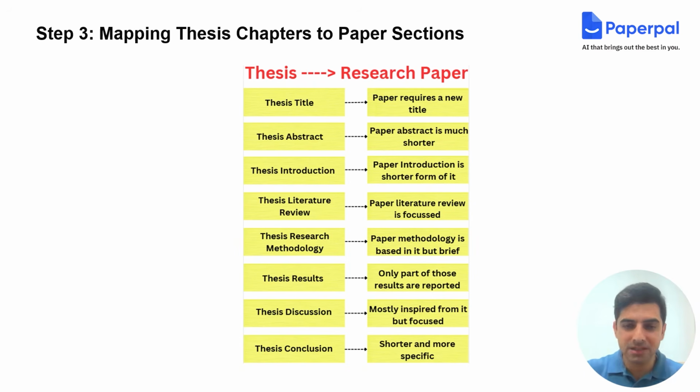Then the abstract of the thesis is a bit broad, so you have to make it specific for your paper. Then the thesis introduction, again the same, is very broad, and you have to make it more specific for the research paper, and so on and so forth for the other sections as well. So essentially, the thesis is very broad in each section, and for the research paper it needs to be made more specific.